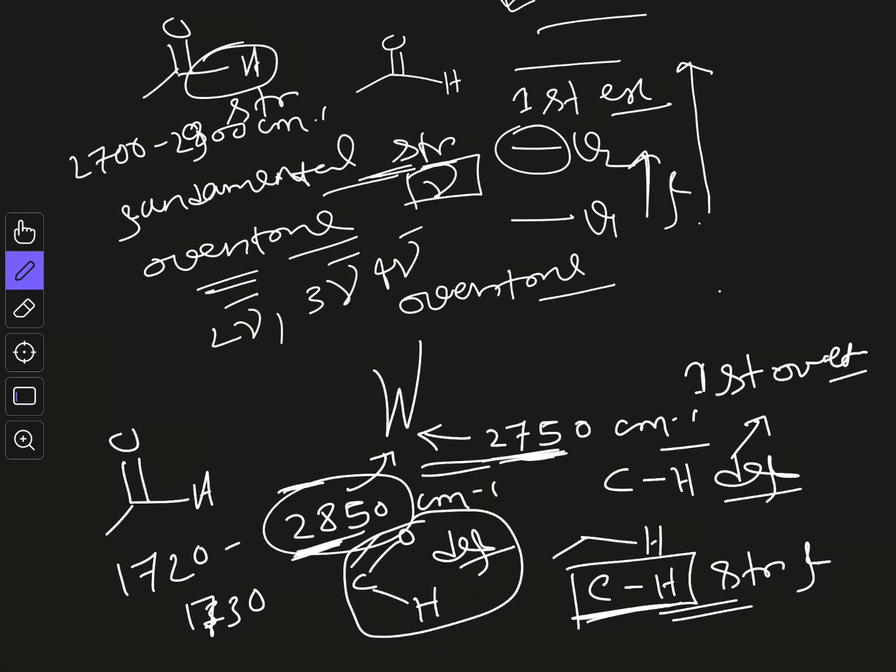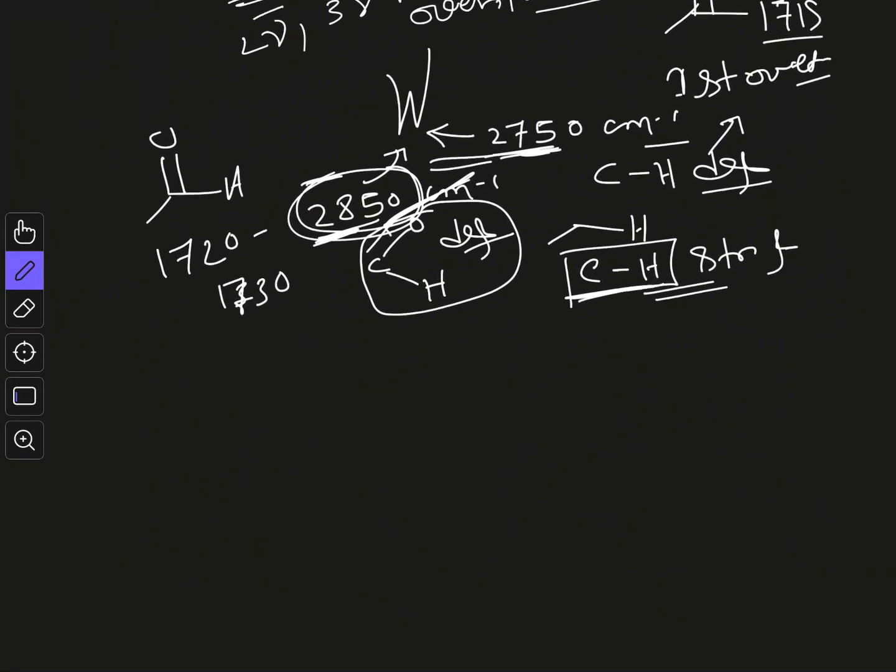In case of ketone, although you will get some peak at around 1715 or 1720 depending on the substituent, you will not get this peak at around 2850 or 2750. So this is typical for only the aldehyde group. So by observing this peak, you can tell whether your compound contains a ketone or aldehyde. So this is very typical.